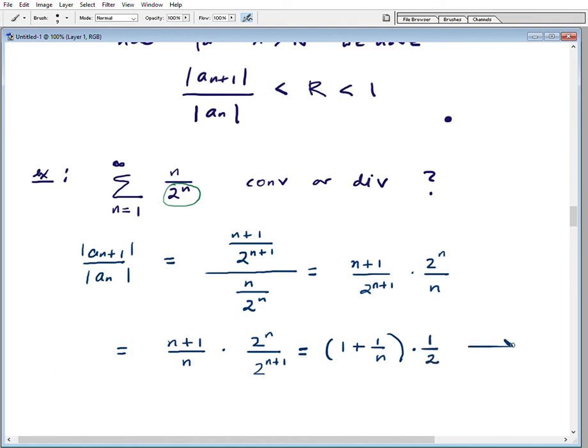And now we're ready to take the limit as n goes to infinity. This goes to 0. So we see the whole thing goes to 1/2, which is less than 1. So that means it converges by the ratio test.